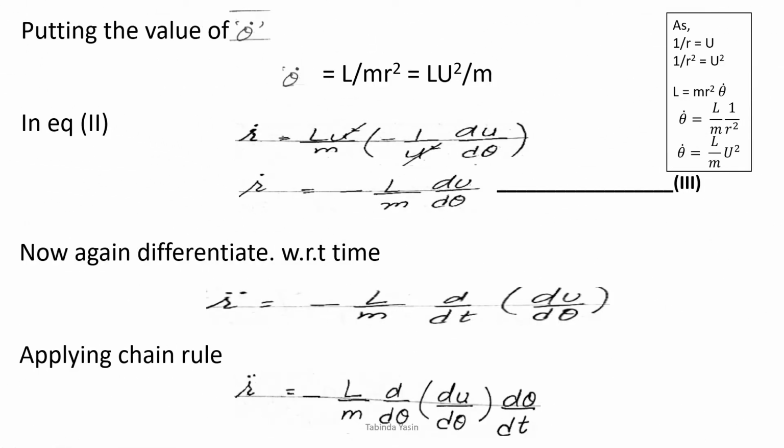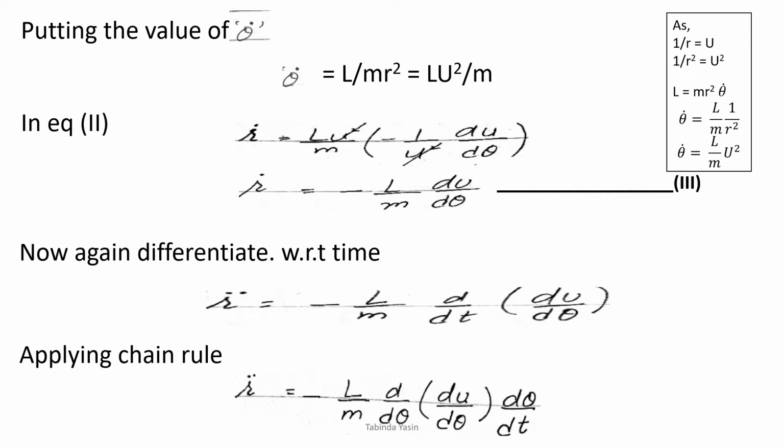Now from here the remaining equation is r dot is equal to minus L over m du over d theta, giving that equation number 3. Now we have to find the value of r double dot, so we have to differentiate the r dot value in equation 3 again with respect to time.